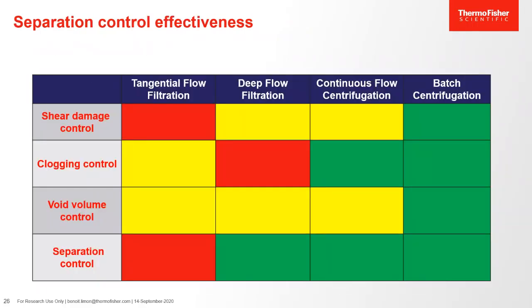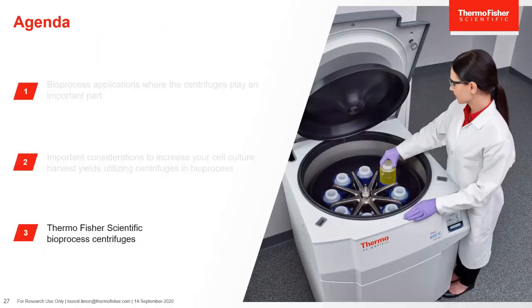Thank you, Benoit. In reviewing all of the considerations that were just described, I think it's safe to say that we can infer that batch centrifugation is the best technique to use overall to increase your harvest yields. So now in our final topic, let's talk about what solutions are available from Thermo Fisher Scientific for someone wanting to consider batch centrifugation in their bioprocessing workflow. I'll take the next few minutes to go over the centrifugation equipment and consumable offerings we have.